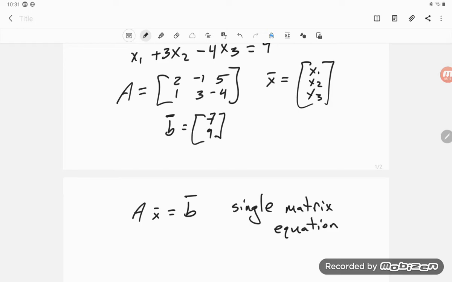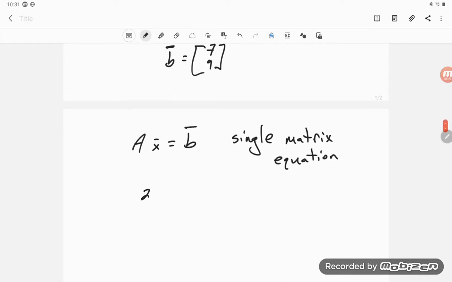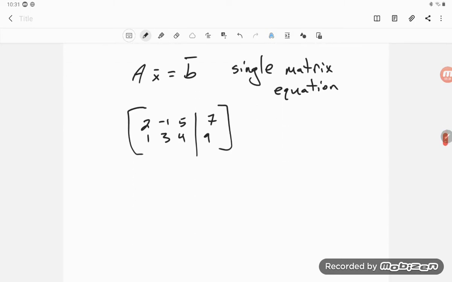At this point in time, it doesn't change how we would solve it. We would still solve it the same way. We get our augmented matrix, so our 2, -1, 5, and 7, and 1, 3, 4, and 9. And we would row reduce that. So probably first I would swap row 1 and row 2 and get 1, 3, 4, 9, and 2, -1, 5, 7.